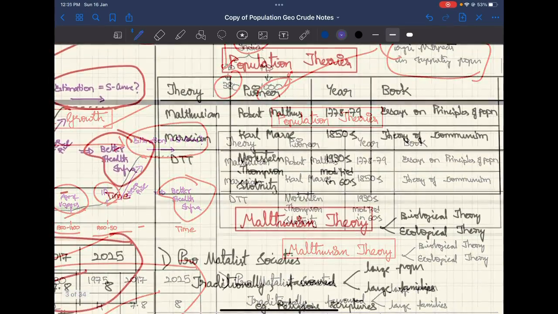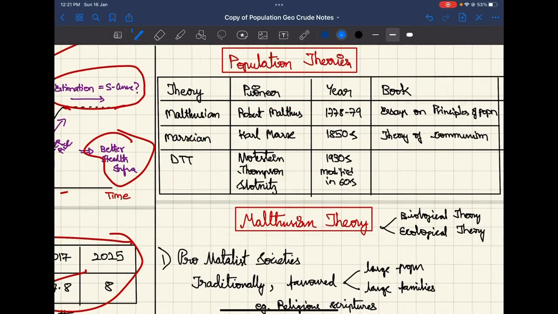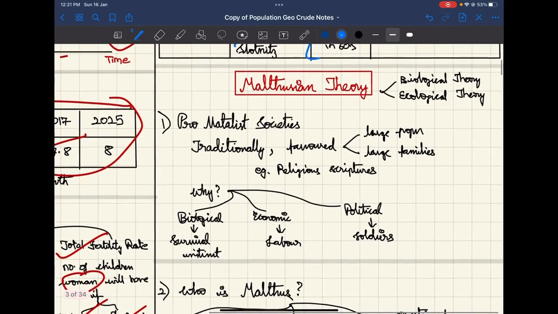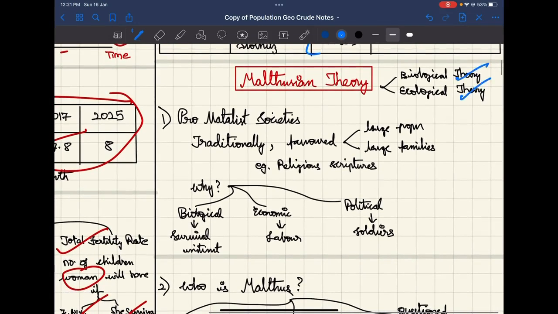So now coming to population theories, we have Malthus, Marx, and demographic transition theory, given by Robert Malthus, Karl Marx, and Warren Thompson. Years are given here, and the books are An Essay on the Principle of Population and theory of communism. Malthus's theory is a biological theory and an ecological theory.